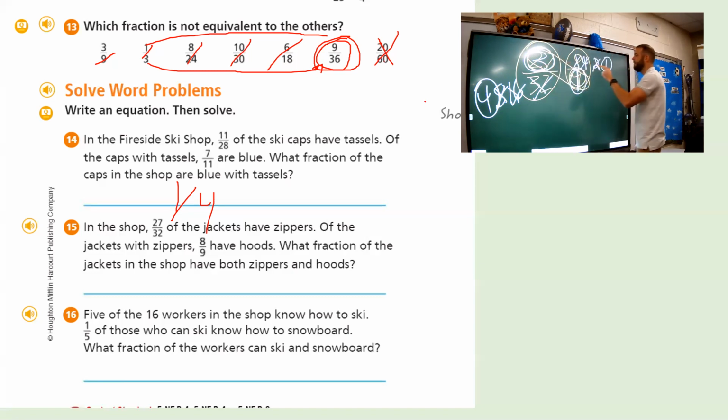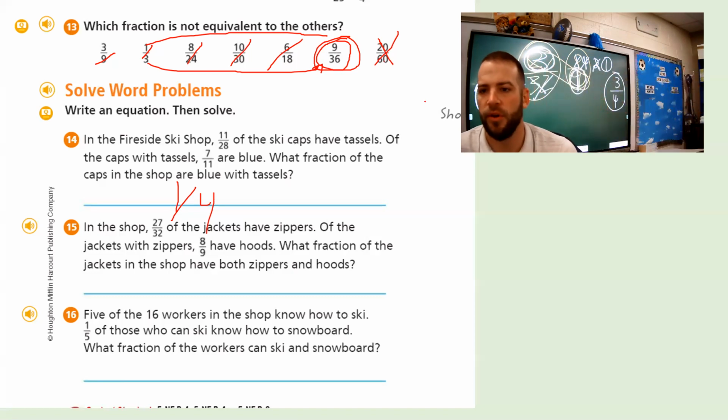So 3 times 1 is 3. 4 times 1 is 4. So that answer is 3/4. Looks like we got a lot of glare. I'll have to work on that. So 3/4.